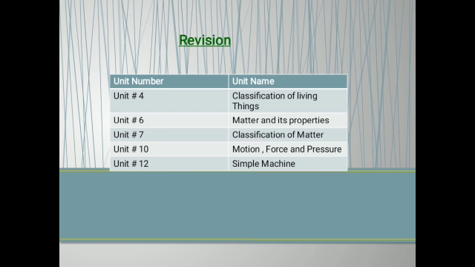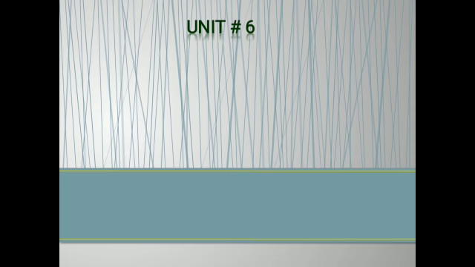Unit number 4, classification of living things. You have already revised it. Unit number 6, matter and its properties. Unit number 7, classification of matter. Unit number 10, motion, force and pressure. And unit number 12, simple machine. One by one I will discuss here. First I will discuss the unit number 6.